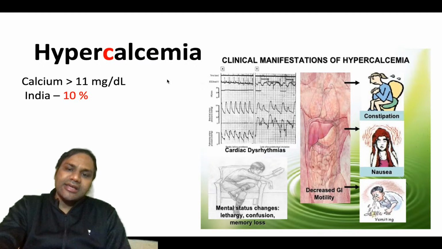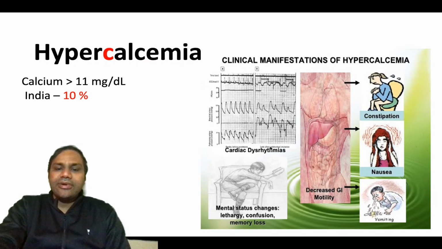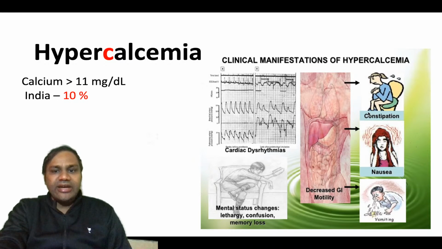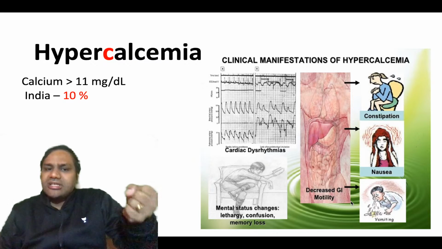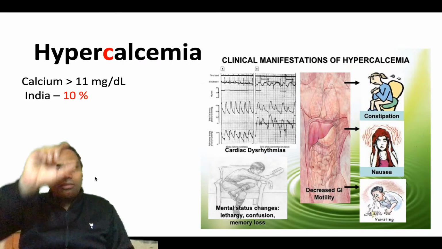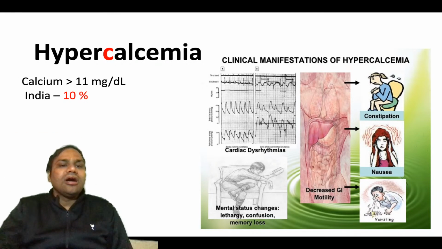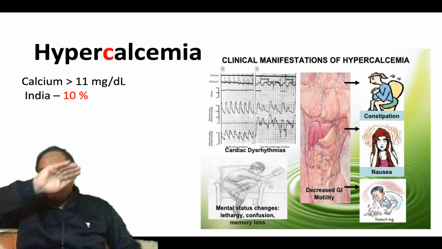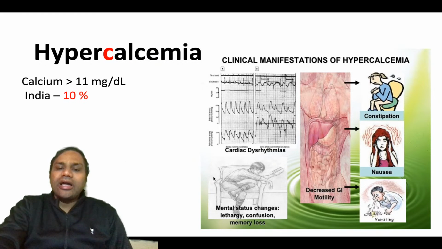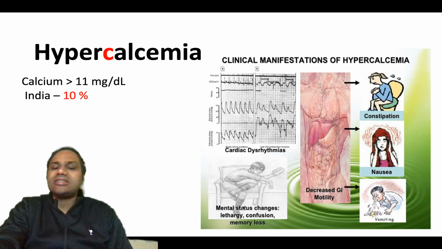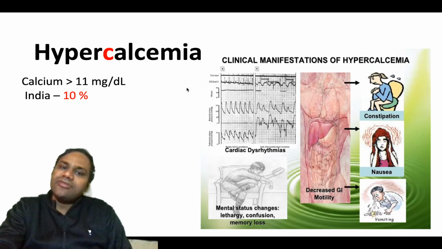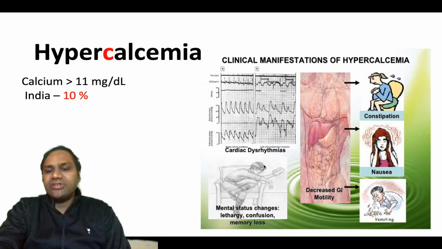When calcium increases, in hypercalcemia, you will have cardiac dysarrhythmias as clinical findings. You will have constipation, nausea, and decreased GI motility. In cardiac, we know very well, calcium is important at the plateau phase. Then you will have mental status changes, lethargy, confusion and memory loss. These all are because of hypercalcemia. So this is the clinical manifestation of hypercalcemia.